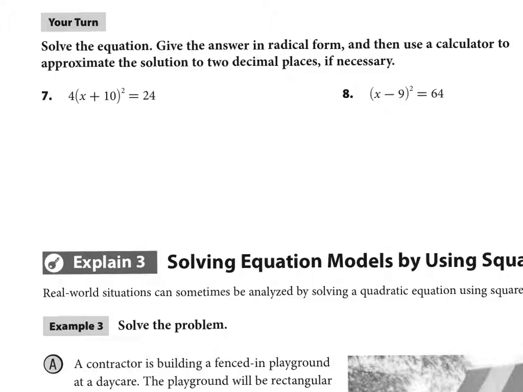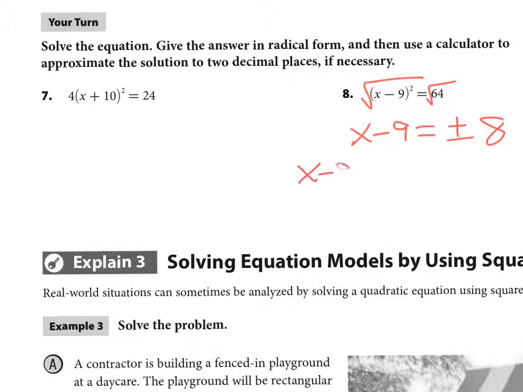So what we're looking for is getting a square isolated. Well, in this case, problem number 8, our square is already isolated. So how do we get rid of the square? We take the square root. Now again, when we take the square root, we always end up with two answers, plus or minus square root of 64 is 8. Now, what this means is, again, I'm going to have two answers, but I've got to work out each part individually.